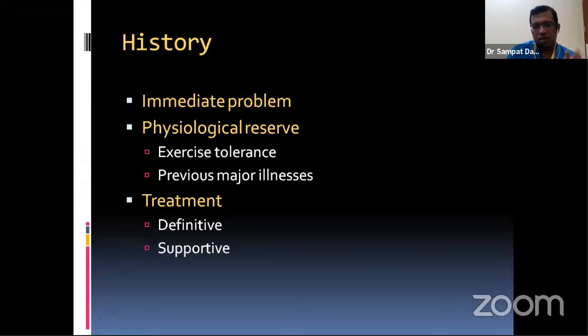Treatment, I have talked about, there are two treatments which have to take place. The definitive treatment: obviously, we have to treat COVID with all the things which have been given in the guidelines. But equally important is the supportive treatment. Suppose the patient is hypoxic, you have to give oxygen. Suppose the patient is going into respiratory arrest, you have to give a ventilator. Patient is hypotensive, you have to give fluids. So definitive treatment is one part which has to be done, and supportive treatment is the other part which must be done in all patients. If you combine both of these, then only your outcome will be better.